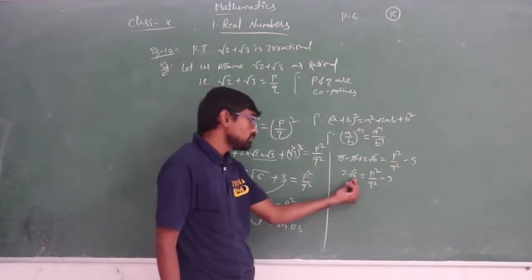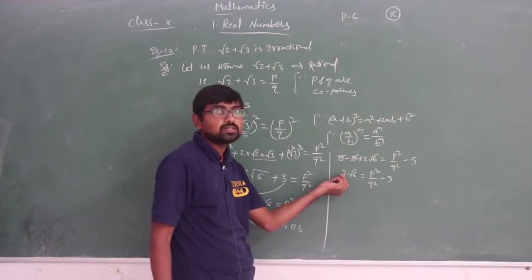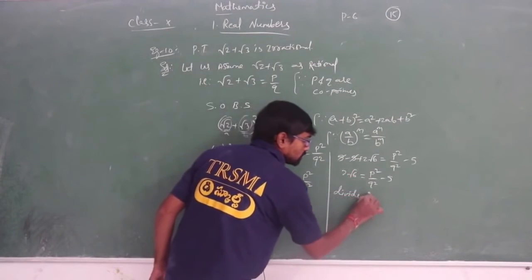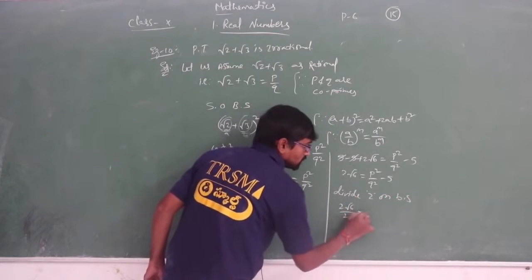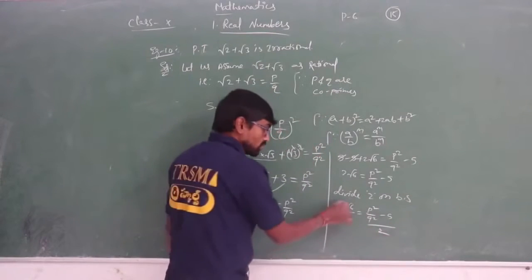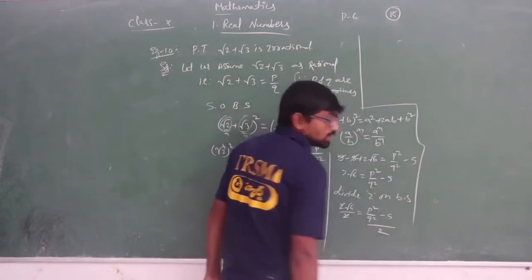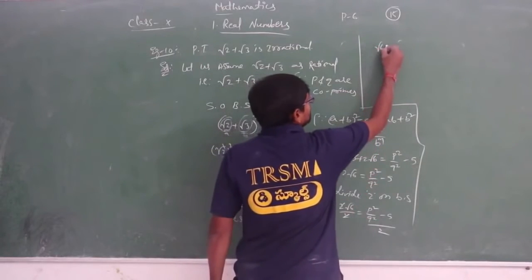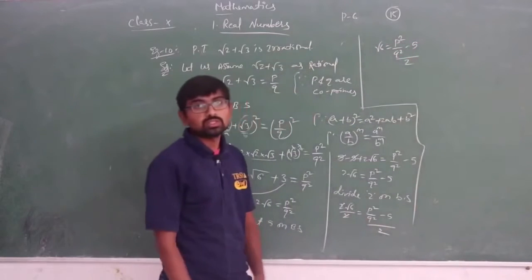Now, along with root 6 we are having one more thing, that is 2. Here 2 is multiplying, so I have to use the multiplicative inverse, that is divide by 2. So divide 2 on both sides, isn't it? So 2 root 6 by 2 is equal to p square by q square minus 5, divided by 2. Here 2 by 2 I will be getting 1. So what is left here? As place is insufficient, I am writing it here. So root 6 is equal to p square by q square minus 5, divided by 2, isn't it?